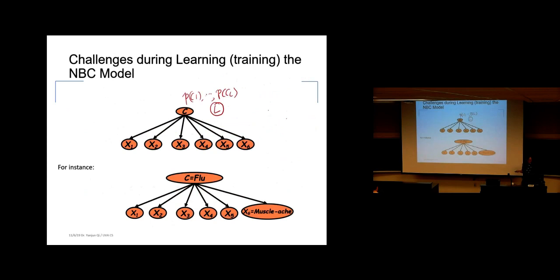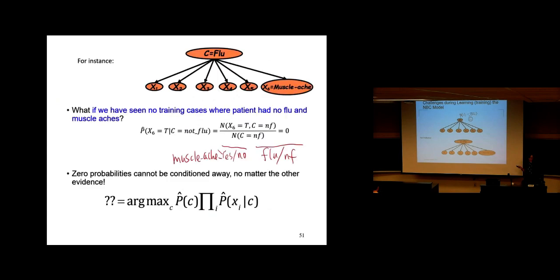And I think the last thing, in one minute, is that there are situations like this. Assume X6 is muscle ache, and C is with flu or without flu. You have to estimate the probability of muscle ache equals true conditioned on flu or not flu. But maybe in your data, there's no case of muscle ache with no flu, and that makes the count zero. This is a probability zero case, right? It gives you probability 0.